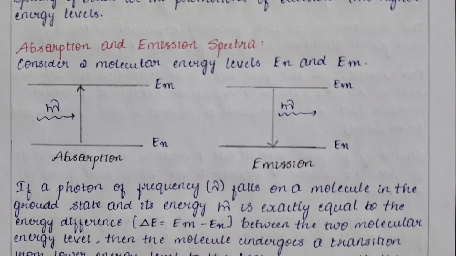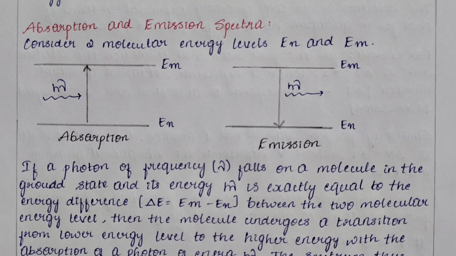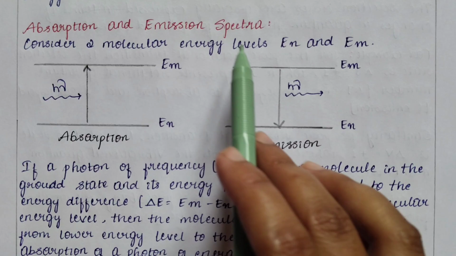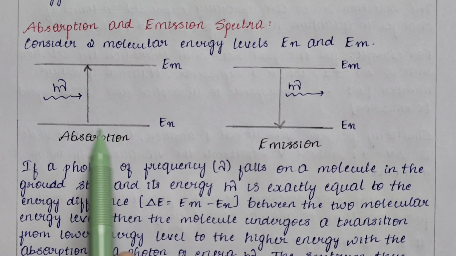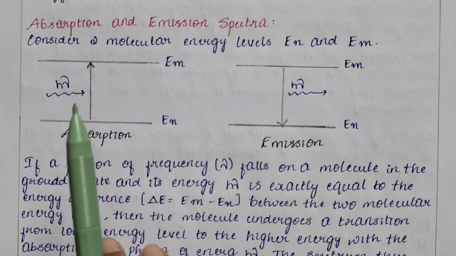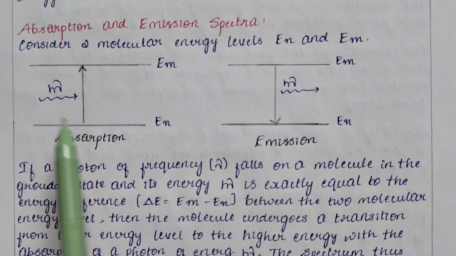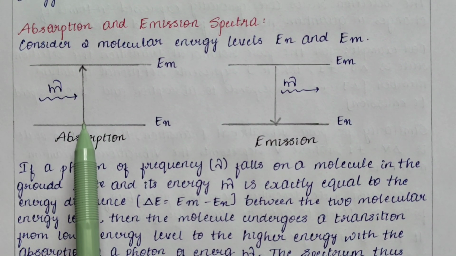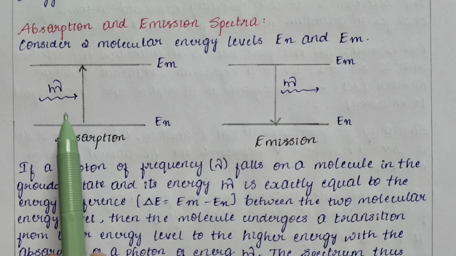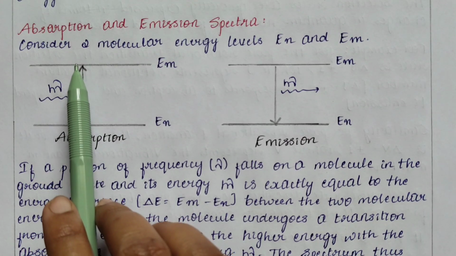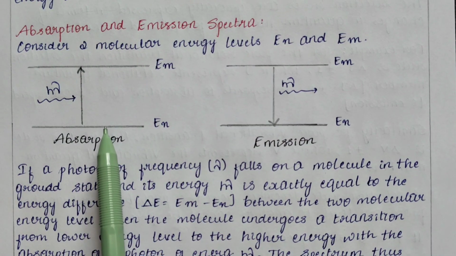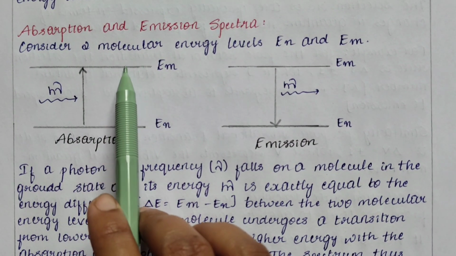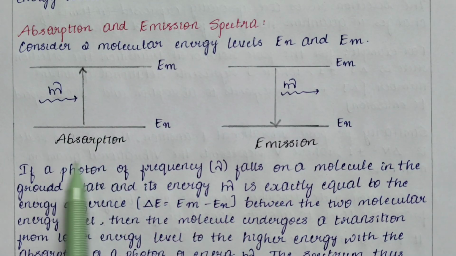Now let us see the concept of absorption and emission spectra. Now we'll consider two molecular energy levels, En and Em. So here we can see the absorption. If we consider a molecule or an electron present in the ground state, when the radiation passes through the ground state of an atom or a molecule, the electron will absorb this radiation and will get excited into the state Em. So here we can see the excitation of the electron from the ground state En to the excited state Em. And this phenomenon is called absorption.